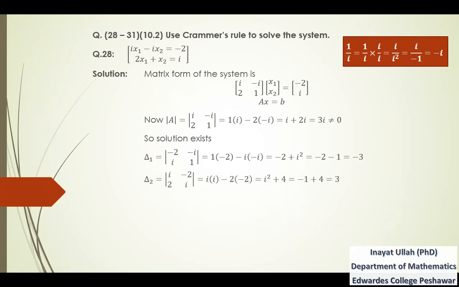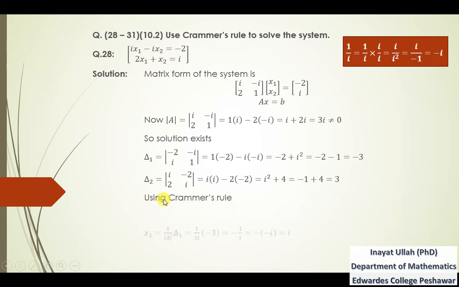For delta 2 we need to replace the second column by B, so replacing this column by minus 2 iota and the first column remains the same. Now multiplying these two, iota into iota, minus 2 into minus 2, minus minus plus, iota square plus 4, but iota square is minus 1, minus 1 plus 4 is 3, so that is delta 2.